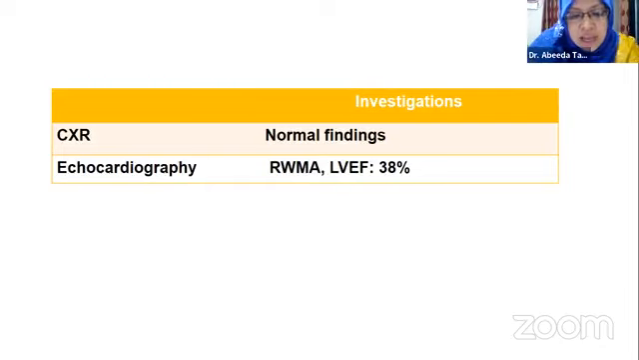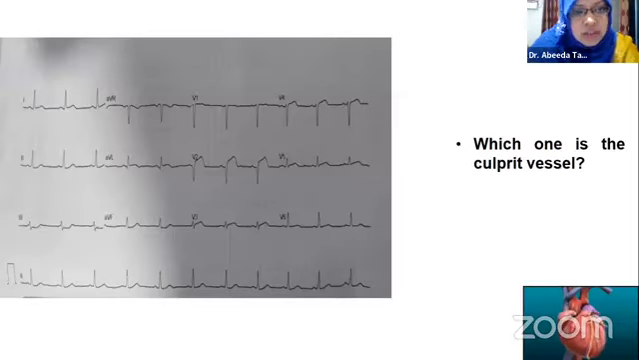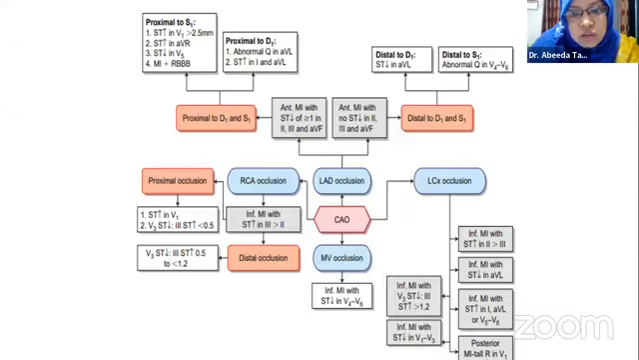When she presented to us, she was symptomatically good. She did not have any chest pain or shortness of breath. We wanted to find out which one is the culprit vessel, and she presented to us to do an angiogram to check her coronary artery status.